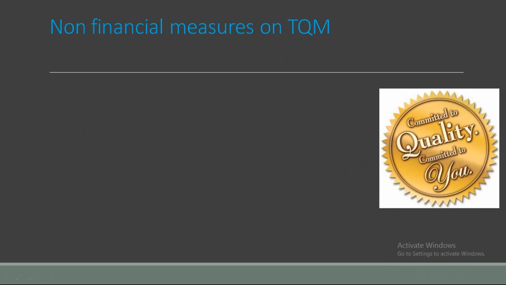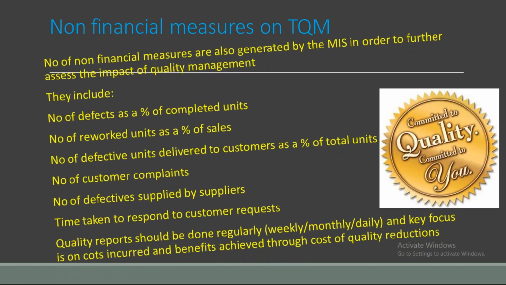So, when it comes to total quality management, we know non-financial things are very important. Many of the things we look at in the non-financial area are where our management accounting reports and structure have changed a lot. We have to look at things like number of defects as a percentage of completed units. Is it 10% or 15%? Number of units that we have to rework again. Number of defective units delivered to customers which they have returned. Number of customer complaints. Number of defectives supplied by suppliers.